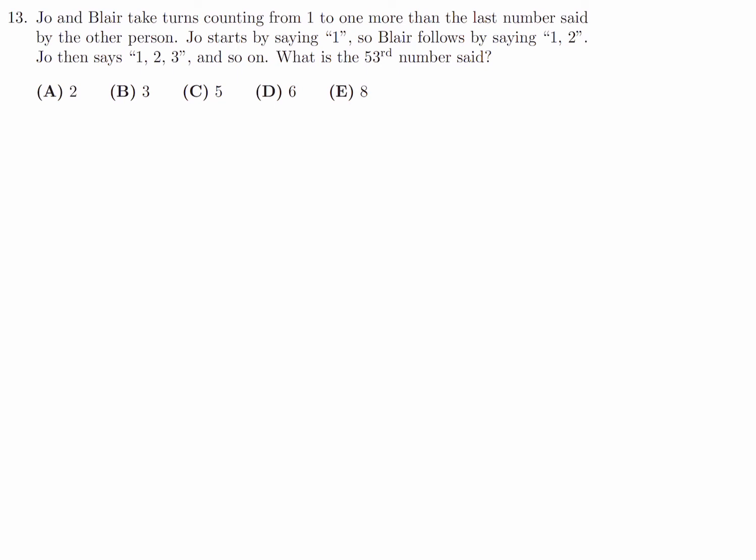Joe and Blair take turns counting from 1 to 1 more than the last number said by the other person. Joe starts by saying 1, so Blair says 1, 2. Joe then says 1, 2, 3, and so on. What is the 53rd number said?